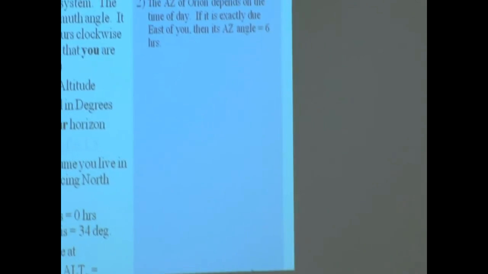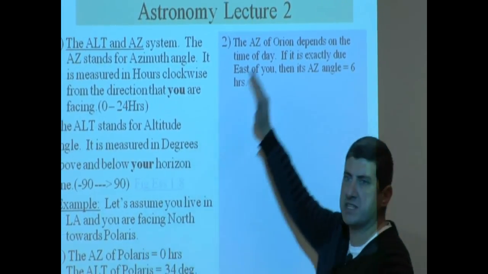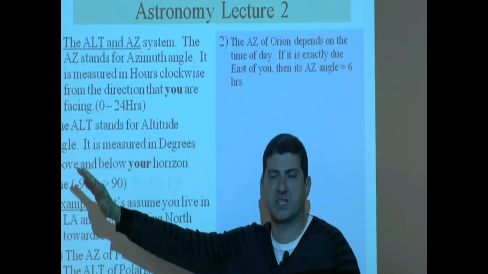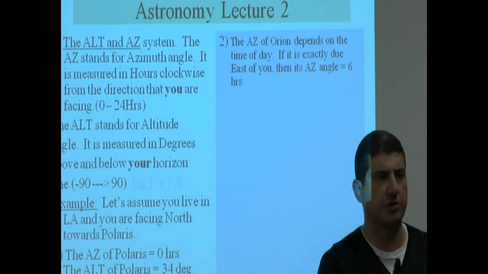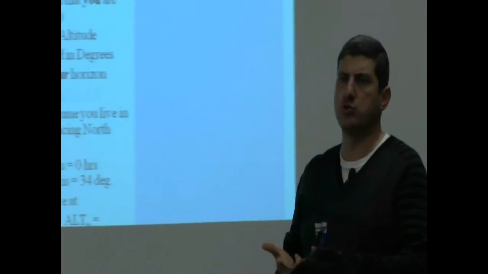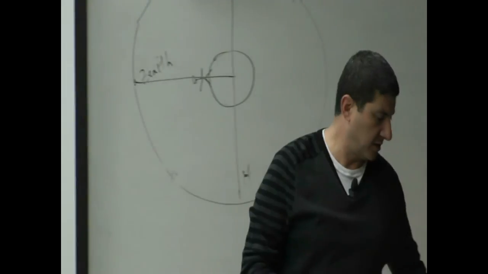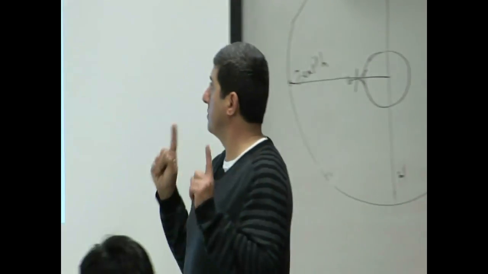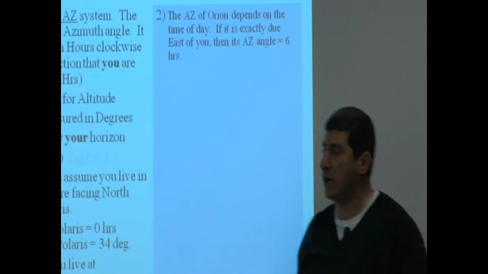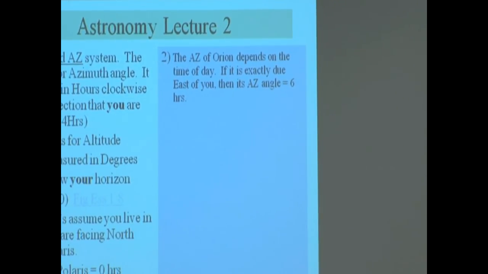The azimuth of Orion. So what I'm doing here is I'm choosing the same three things that we chose in the previous slide. We chose Polaris, Orion and Hercules to find out what their azimuth and altitude is. So I'm going to show you how to get some of these answers using the celestial sphere that we had the other day. So if you downloaded it by now, you can pull that up.